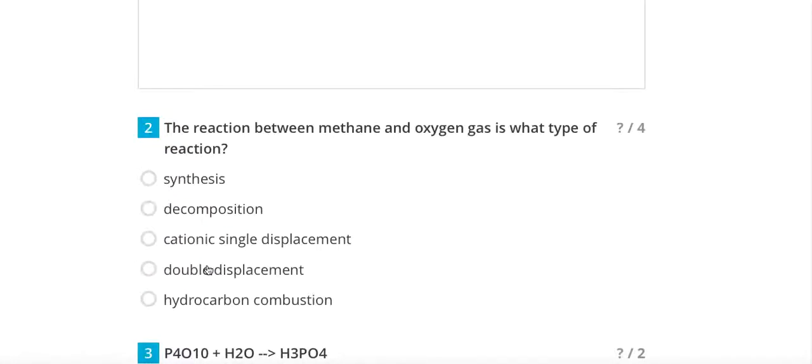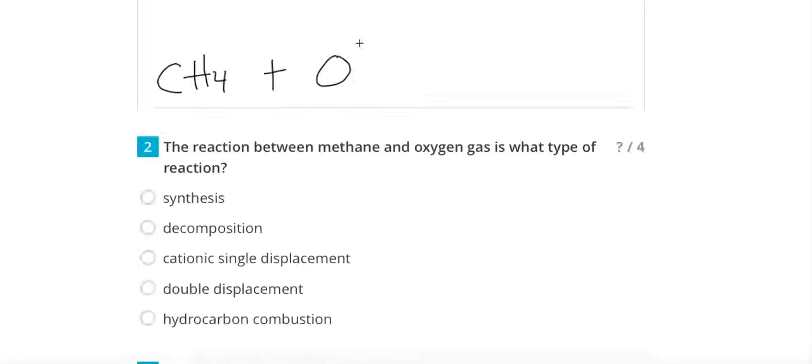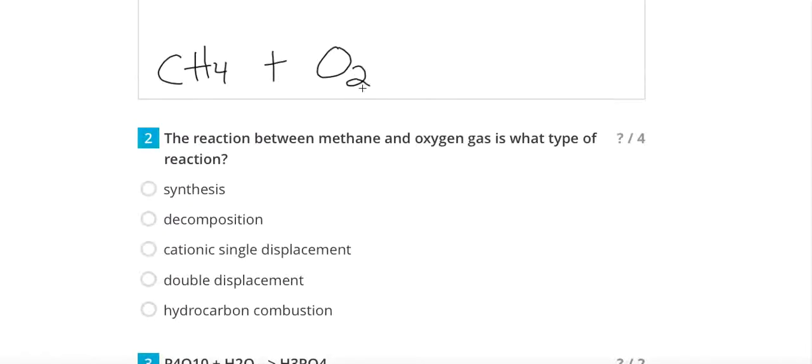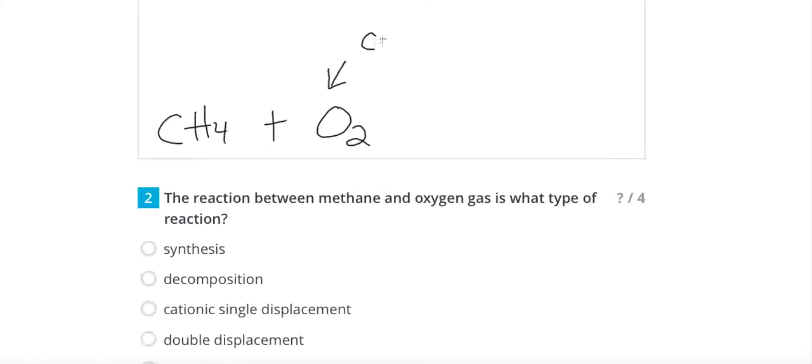Problem number 2, the reaction between methane. So I'm going to just write up here. Methane, remember, is CH4. It's a hydrocarbon, the simplest hydrocarbon we have. It's the gas that comes out of the valves in my classroom. The reaction between methane and oxygen gas is what type of reaction? Okay, so methane and oxygen. Remember, oxygen was a diatomic, so he's by himself. All right. Anytime you have oxygen as a reactant, it is a combustion reaction.